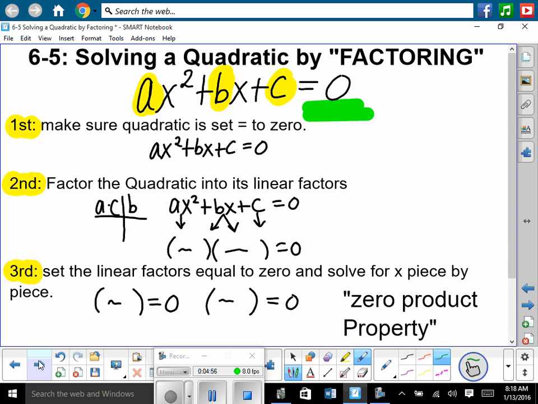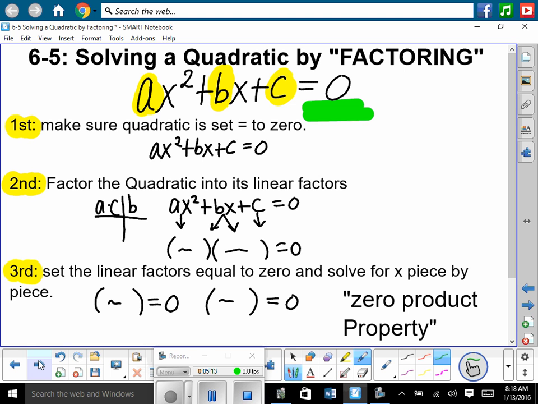So we're learning a new method today. Today we are solving quadratics by factoring. So remember a while ago we learned how to factor quadratics. Well, why did we learn how to factor quadratics? There was no point till now. The whole reason we learned to factor a quadratic is so that we can find the zeros, we can find the roots.